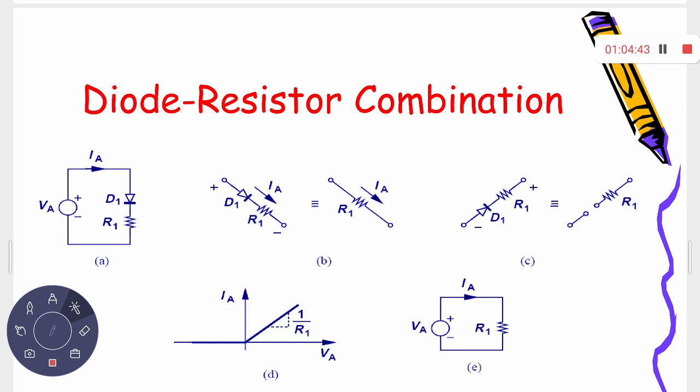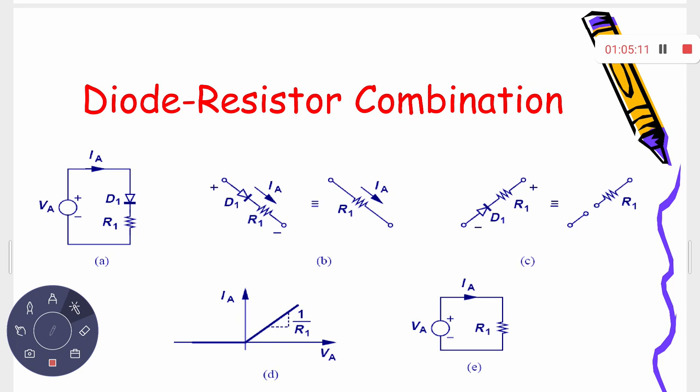Okay, so this diode resistance combination: if this potential is larger as compared to that potential, I mean, this point has a higher voltage as compared to this point, then this diode is acting as a short circuit. So no drop, simple resistance. On the other hand, if the potential at this point is less than this point, then the diode will be off.